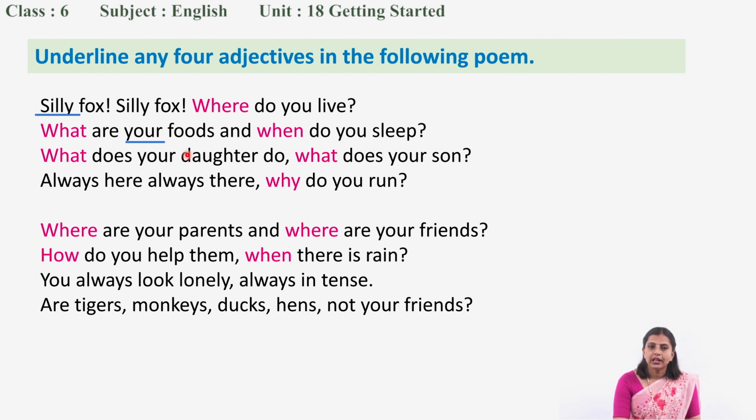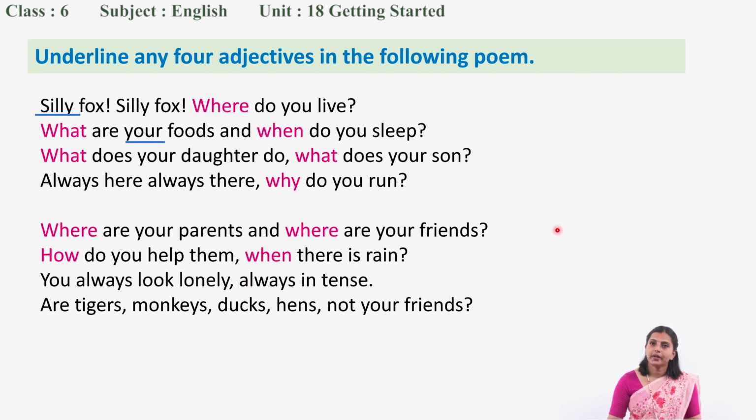What about the fourth line? Is there any adjective? No? Yes, you're right. There is no adjective. What about here? Next stanza. Is there any adjective there? Yes. Your is the adjective there. And what about the next one? Is there any? No? What about the next line?